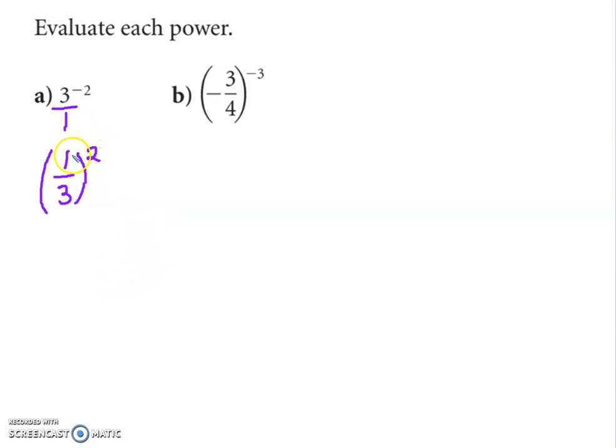And then at this point, we apply that 2 to the numerator and the denominator. So we'll get 1 to the power of 2, which is just 1, and 3 to the power of 2, which is 9.